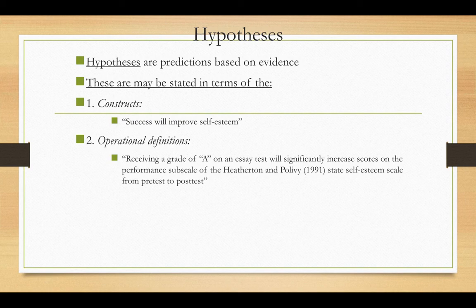Perfect. Now, here's a question. Let's say, for instance, your grading scale goes from an F to an A plus. Here it says receiving a grade of an A on an essay test. What happens if you receive an A minus on the essay test? Have you been successful? Technically, no. Why not? Because it's lower than an A.